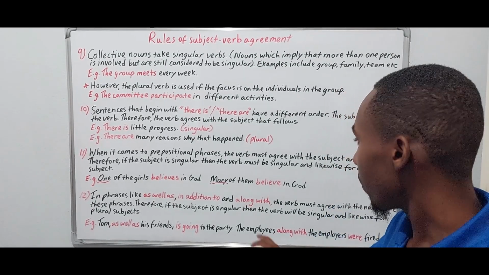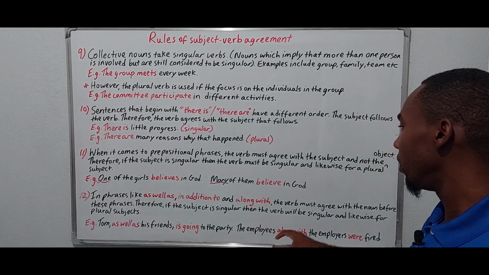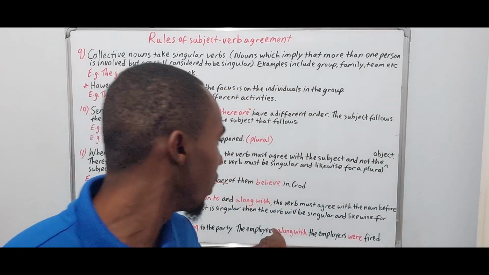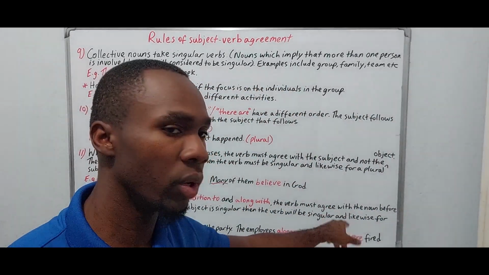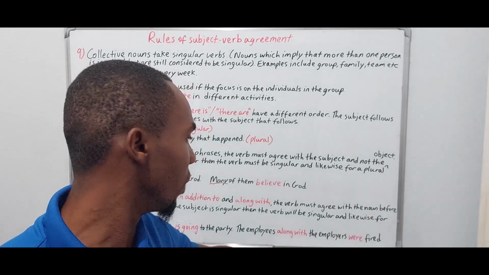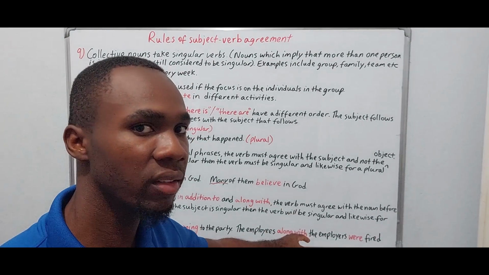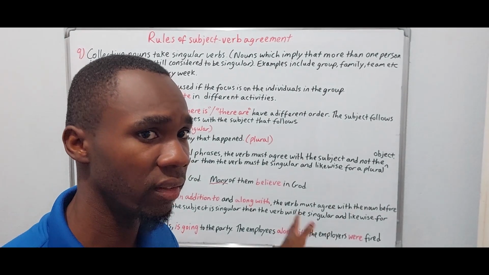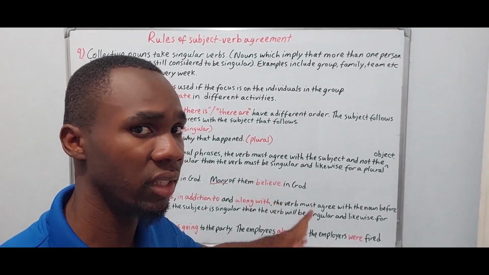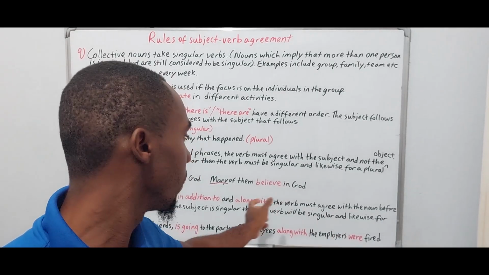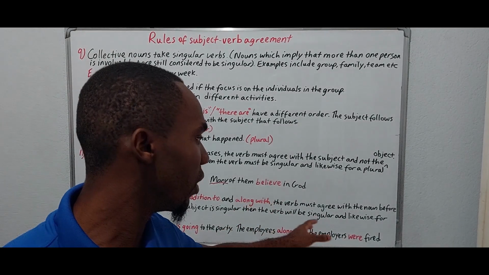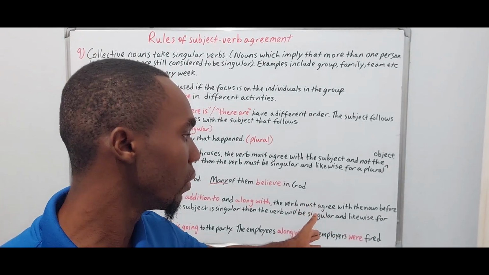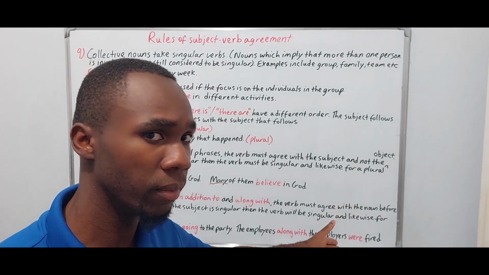Okay? Similarly: the employees along with the employers were fired. Once again, we have one of these phrases. The employees, that's plural. So that is the noun that precedes the phrase, right? The employees along with the employers were fired. So this is just past tense. Were. So we need a plural verb. Okay?